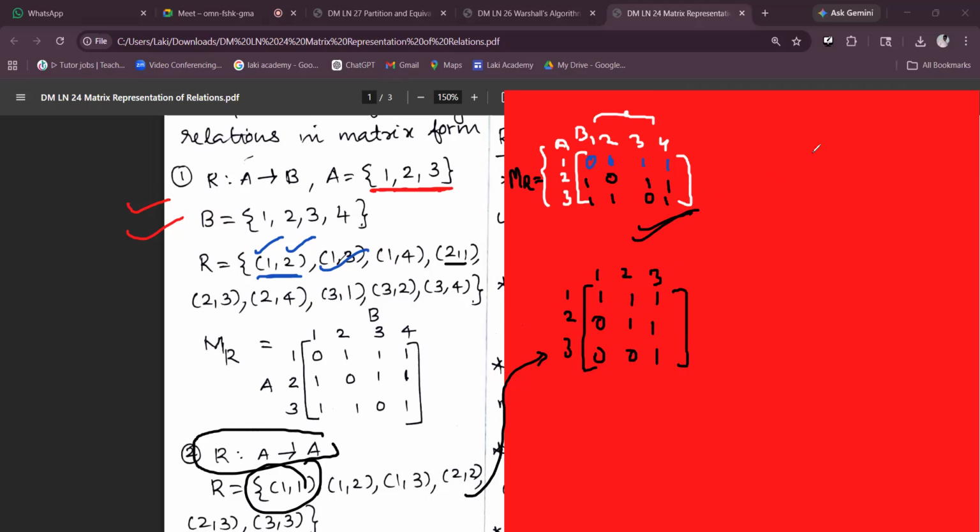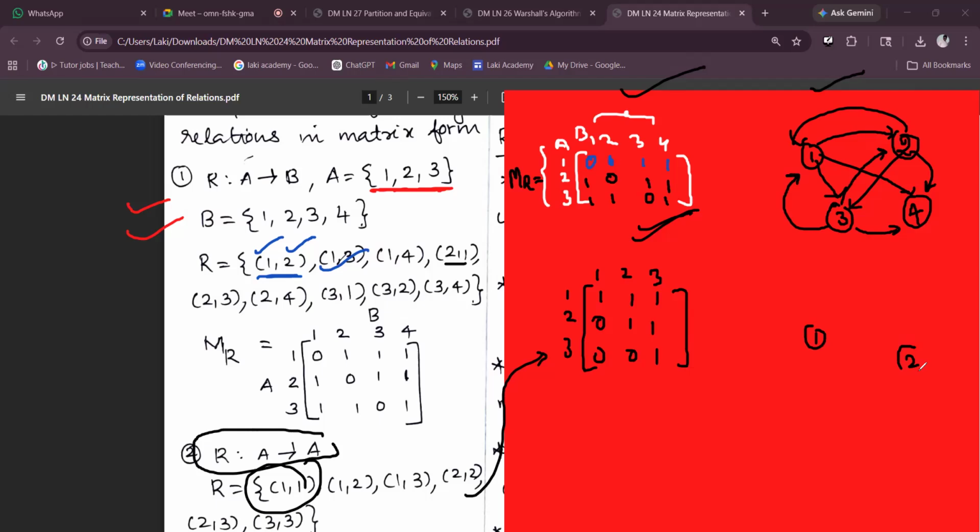You can also draw by what? Digraph. 1 is related with 2. 1 is related with 3. 1 is related with 4. Understood? 2 is related with 1. 2 is related with 3. 2 is related with 4. 3 is related with 1. 3 is related with 2. And 3 is related with 4. Understood? This is matrix representation and this is diagram.